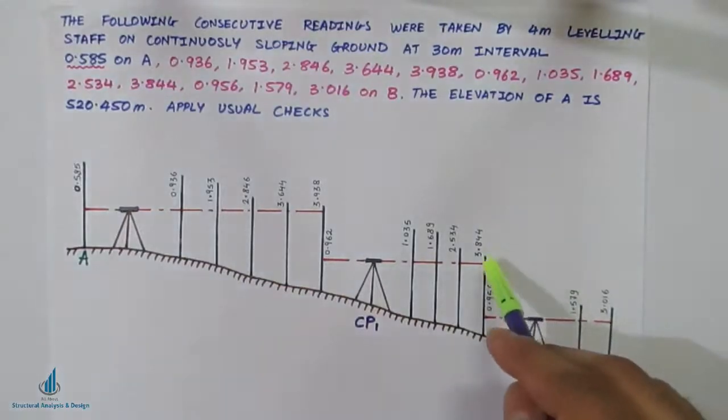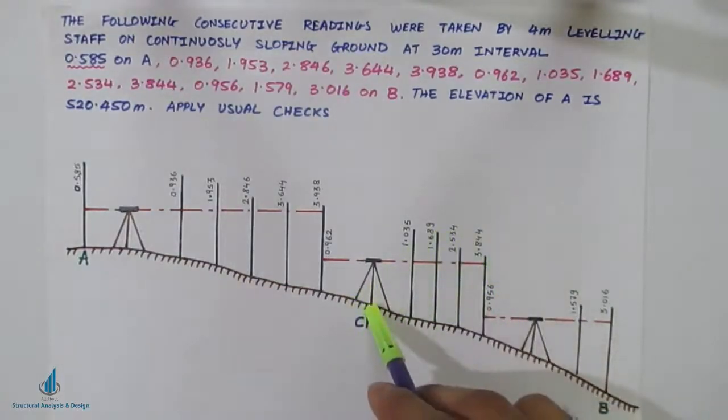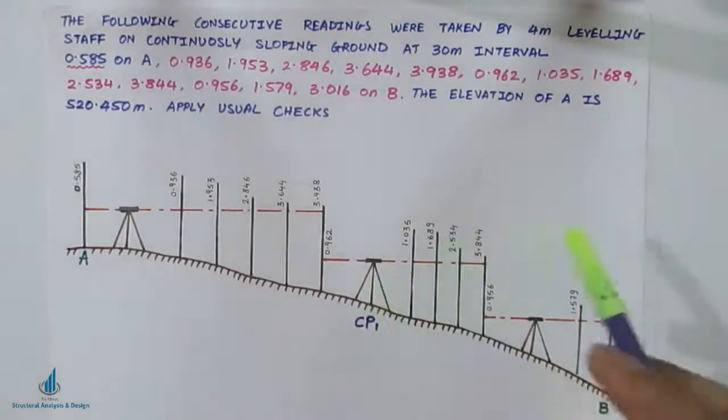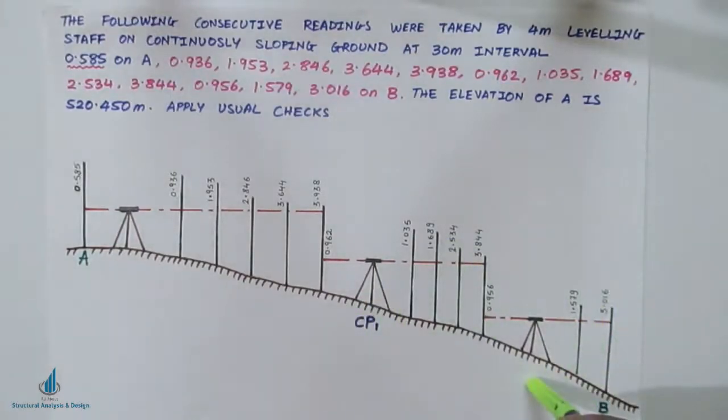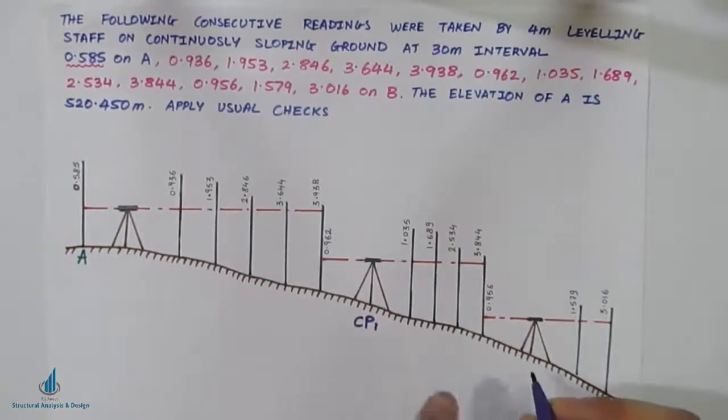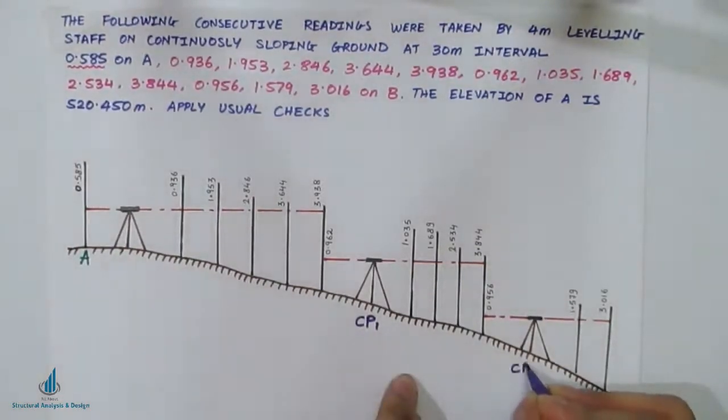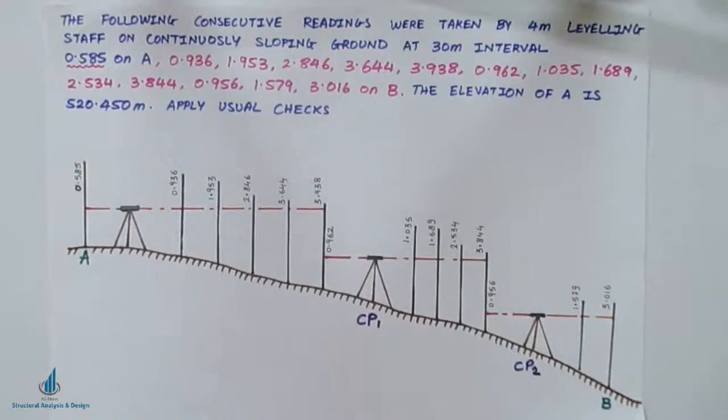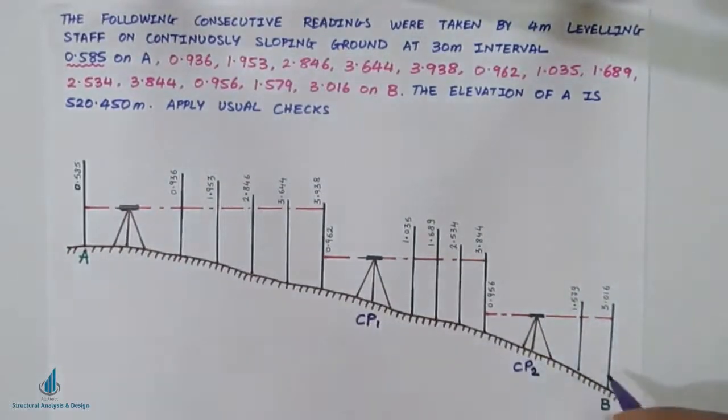Then you have to understand that you have to change the instrument point and shift to the next point so that the surveying is carried out. In that case, this will be change point 2, CP2, right? And like this, the surveying or leveling part ends at this point B. I hope you have understood, right?